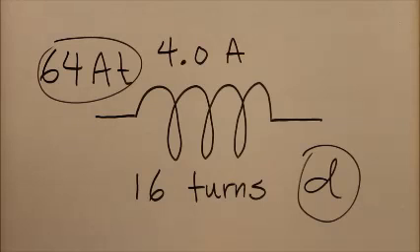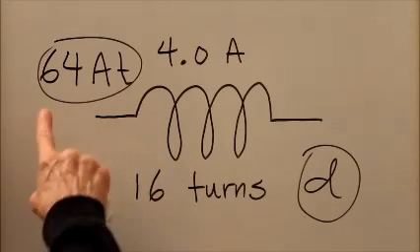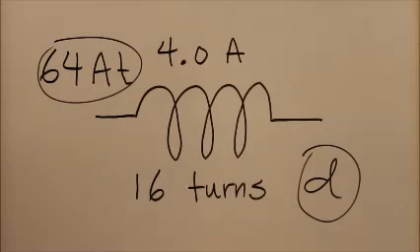It has nothing to do with what might be in the vicinity of the coil, and it has nothing to do with how close or how far away we are. So once again, this is a very simple question. 64 ampere turns, and we're justified to go to 2 significant figures because our input data is given that way. Again, it is choice D, as in delta.